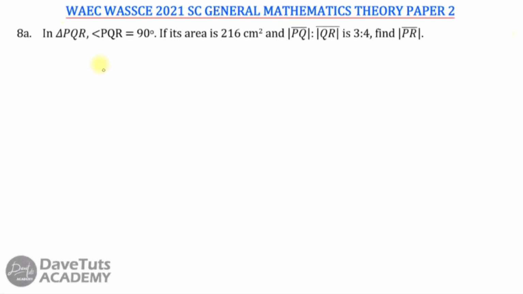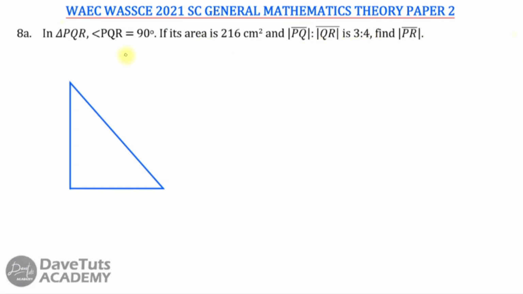In this question on triangle and mensuration, we are told that in triangle PQR, angle PQR is 90 degrees, its area is 216 centimeters squared, and the ratio of the side PQ to side QR is 3:4. We are to find PR. Now this is quite interesting, but students, first and foremost, you should be able to interpret this question so that all that we need to put and how we need to get, we need to define it.